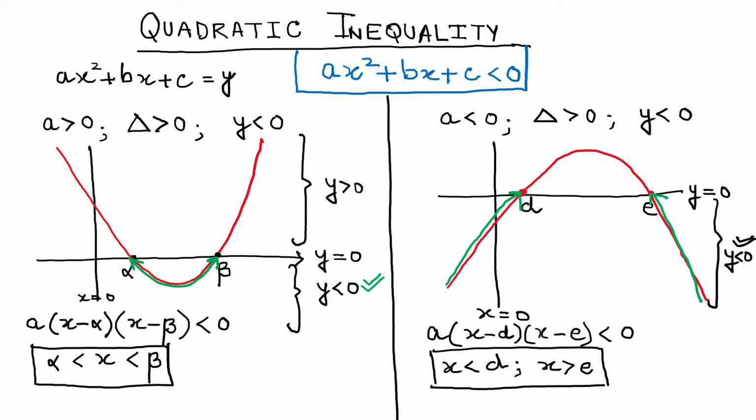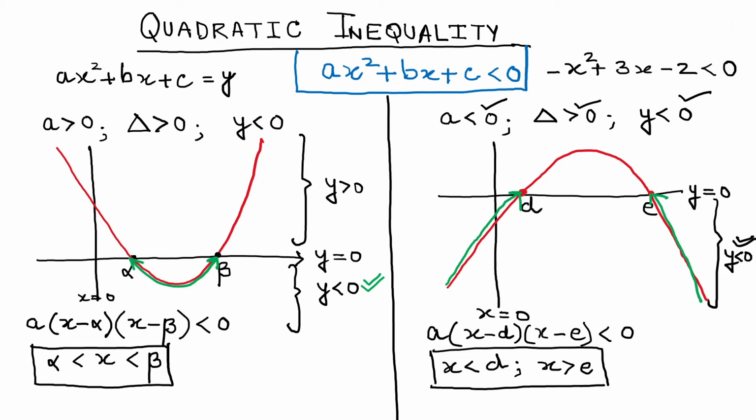We can understand this with the help of an example, which is minus x square plus 3x minus 2 is less than 0. Now we know that a is negative in this case. Is delta positive? Delta is b square minus 4ac. So delta becomes equal to 1, and y is negative.